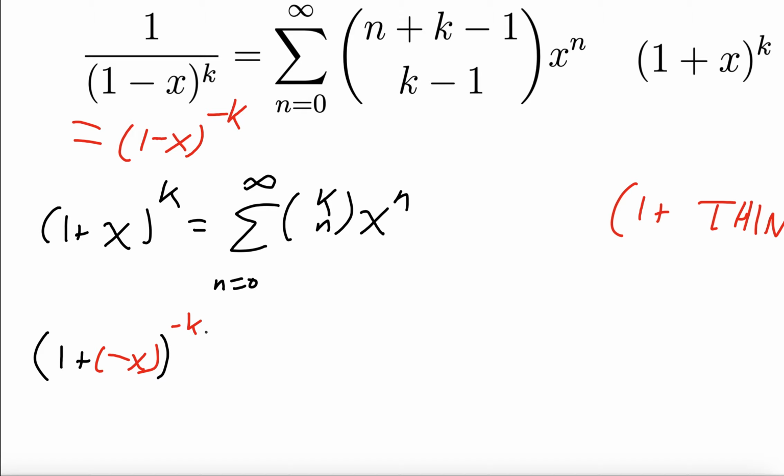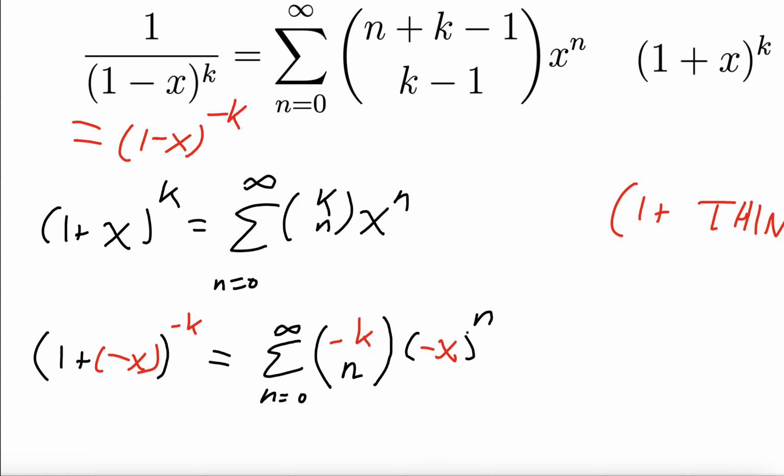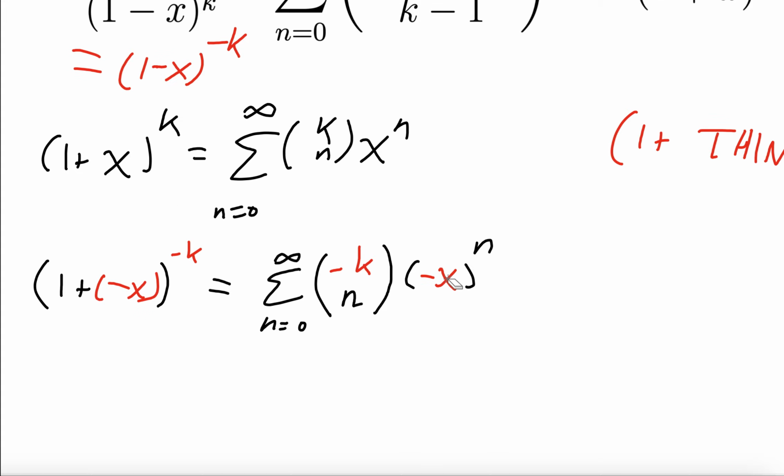So what we get is the sum, n going from 0 to infinity, of the combination minus k choose n, which again doesn't seem to make any sense, but we know that there will be some algebraic meaning. And then we have minus x to the n, which looks like this. All right, and we can split this into minus 1 to the n times x to the n. So let's do that right now. So we have minus 1 to the n, like this, x to the n.